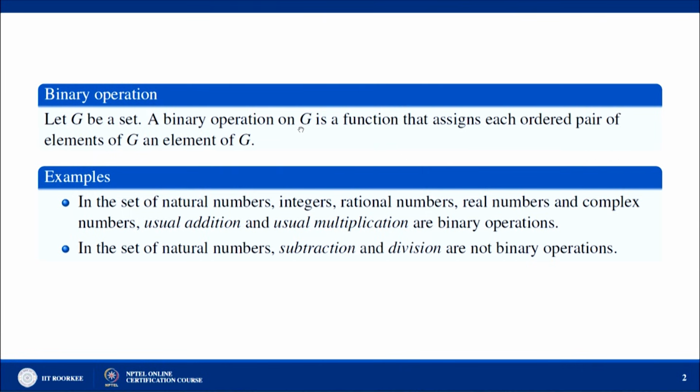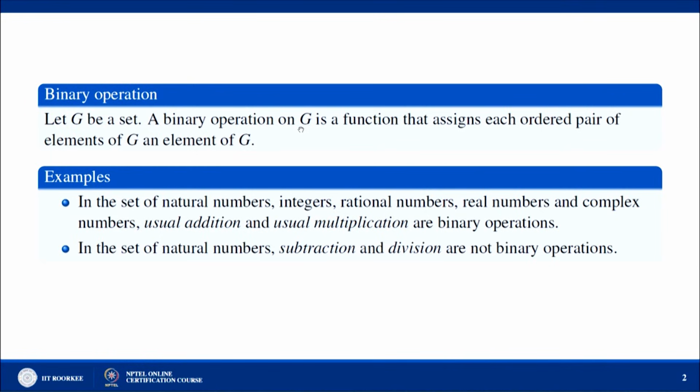So, let G be a set. A binary operation on G is a function that assigns each ordered pair of elements of G an element of G. So, what does it mean? It means if G is a set, you take any two arbitrary elements in that set, apply the operation given to you, and the resulting element, if it also belongs to the same set, then we say that the operation is a binary operation.